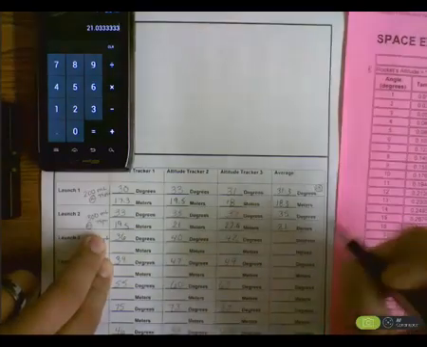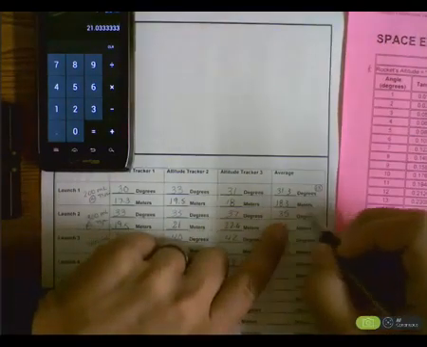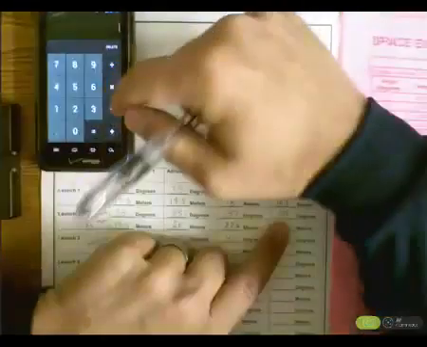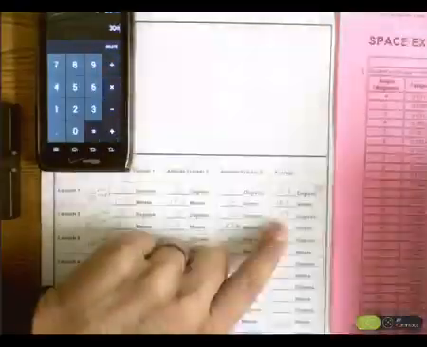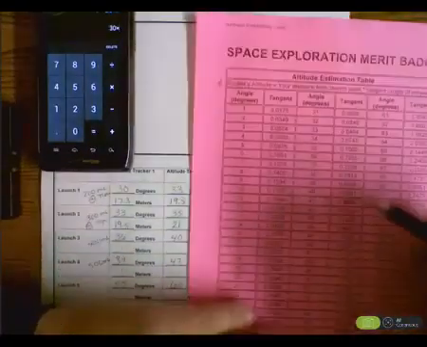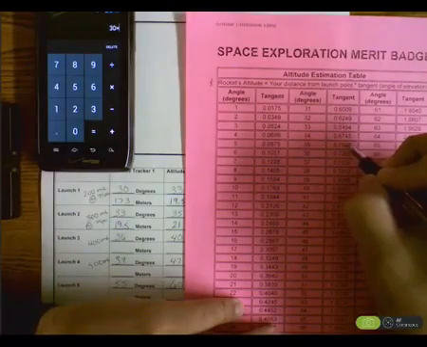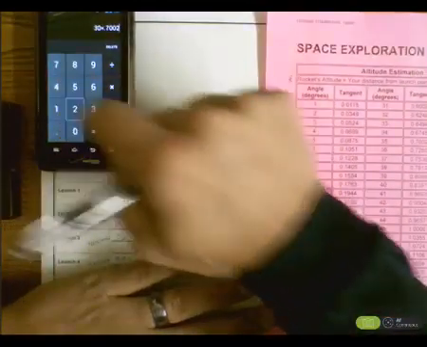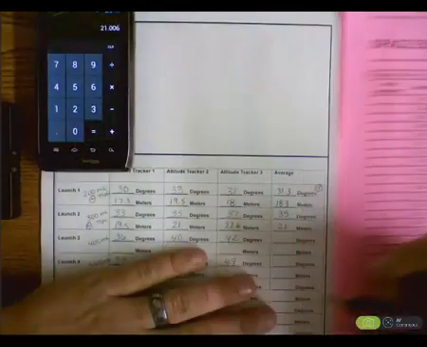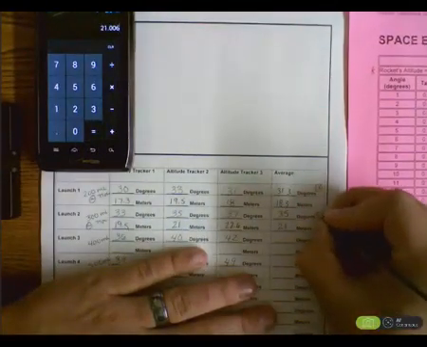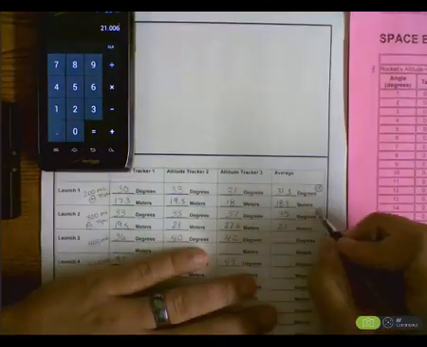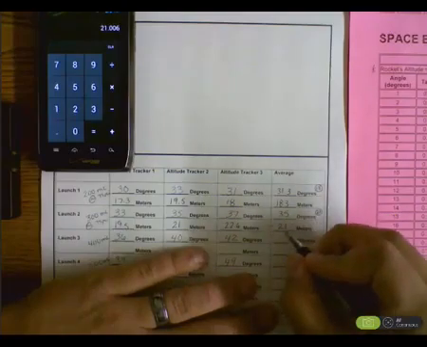Now we always want to go back and double check our work. So I'm going to double check to make sure that I was correct. So I take 30 times 35 degrees. I go to my chart, 0.7002 equals 21. I'm going to put 21 up here in the corner. And my 21 equals the same thing as what I got for averaging my meters. So my check is correct.